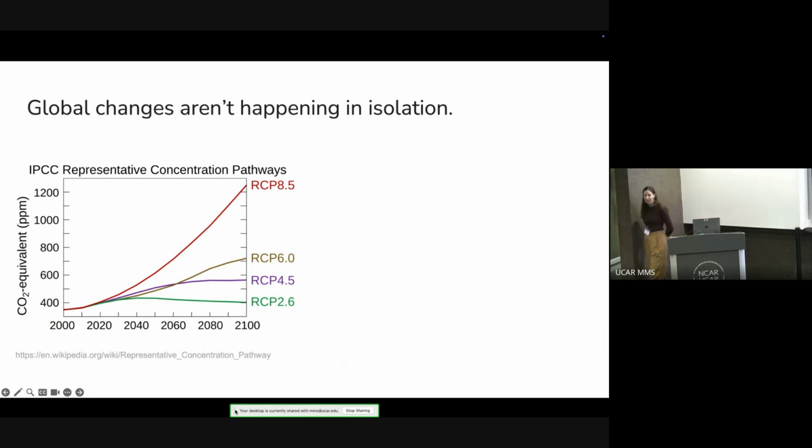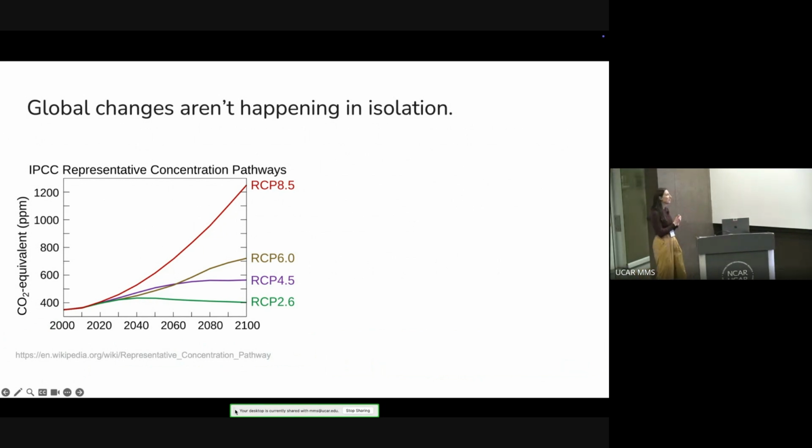So I don't think I probably need to tell this group that global changes like elevated CO2 and warming aren't happening in isolation, right? They're all happening at the same time. And when we use representative concentration pathways in our models, they're allowed to feed back with the climate system, so we get warming and elevated CO2 and all these things happening at the same time.